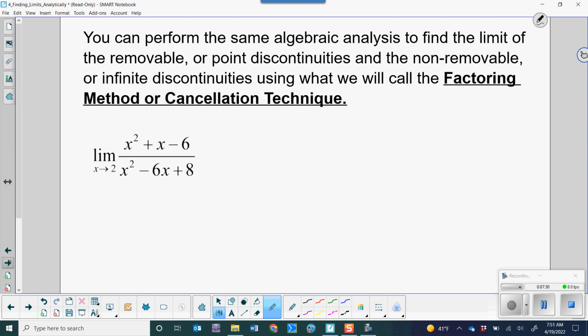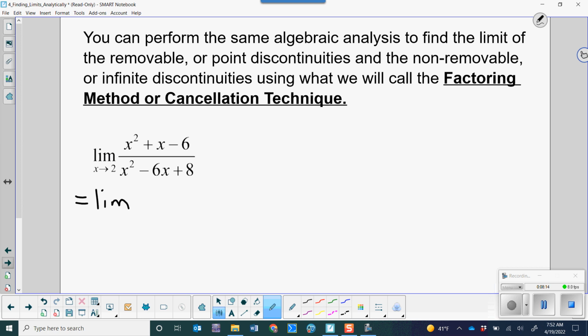If I want to do this limit, the very first thing I would try is plugging in 2. When I plug 2 in, on the top I get 4 plus 2 minus 6, which is 0. On the bottom I get 4 minus 12, which is negative 8 plus 8, which is 0. So I get 0 over 0. One thing to never, ever write is that this equals 0 over 0. That's bad, because you can't equal that. That's an indeterminate form, so never write that. It's really important to remember.